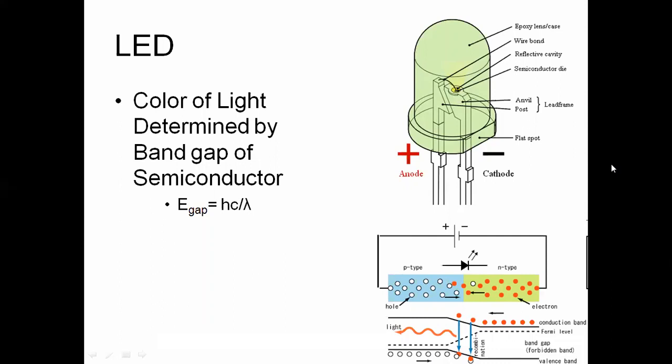This reflective cavity is connected with the anode terminal of an LED with a wire bond, isn't it? So there is a connection between the anode of the LED and the reflective cavity by means of a wire bond. Why is it so? The reason is, if you remember the working principle of an LED, two types of junction are there, isn't it? The p-type junction and the n-type junction. There is an interconnection between this p-type semiconductor and n-type semiconductor, isn't it?